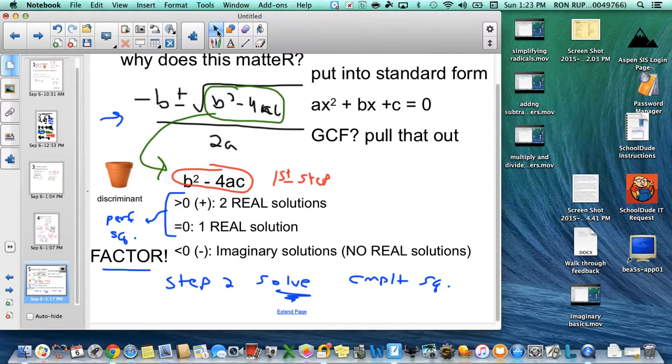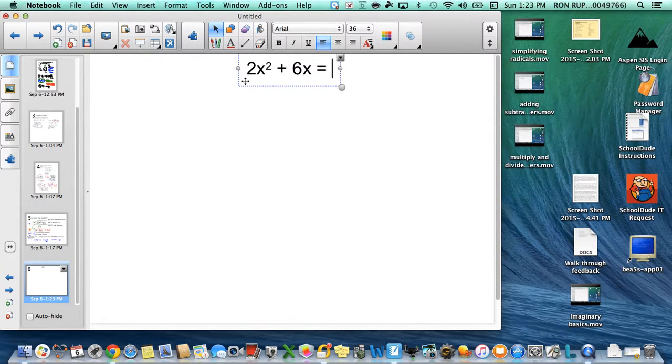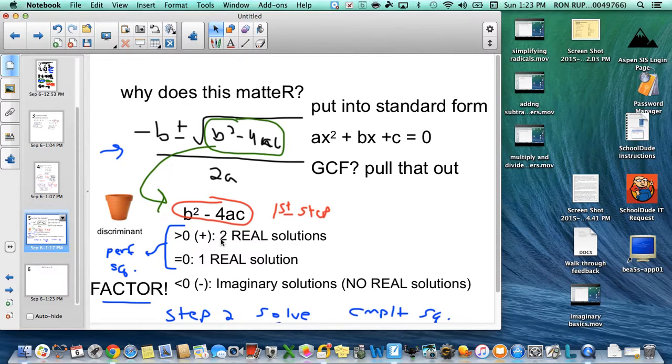So what we are going to do at this point is I'm just going to write a problem up, and I'm going to go through our whole progression. That way we can do this together. So I'm going to add a new page, and way up here, I'm going to give us a problem: 2x squared plus 6x equals -4. And so I'm going to walk us through how to solve this problem. Well, we're going to first put it into standard form.